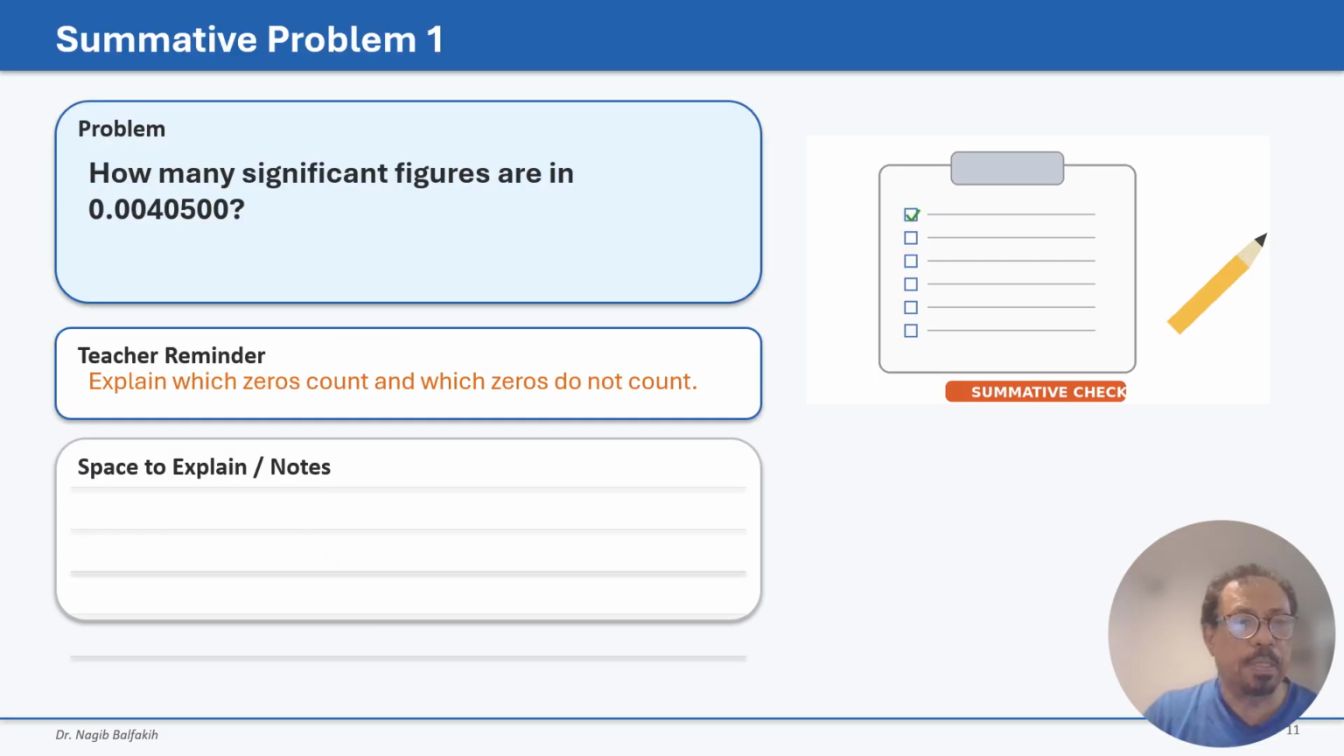So let us now practice. How many significant figures are in 0.0040500? The first three zeros are leading zeros, so they are not significant. And the rest of the zeros, the captive zero in between and the trailing zeros, are counted. So this is 1, 2, sorry, 1, 2, 3, 4, 5. So there are 5 sig fig.